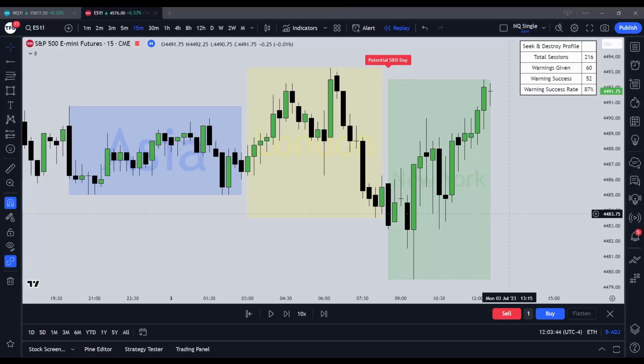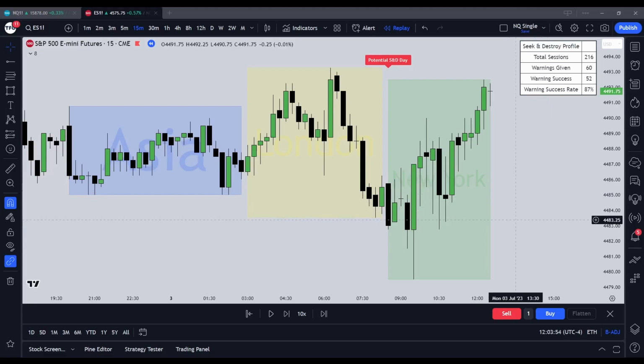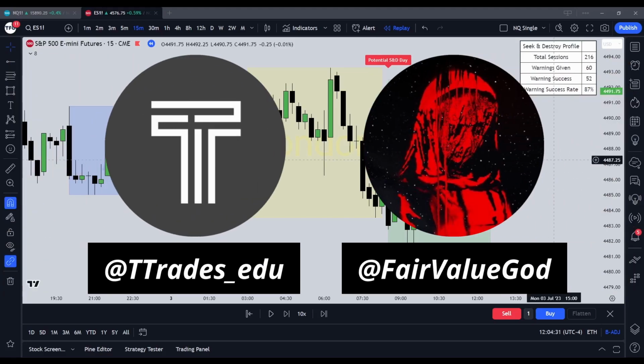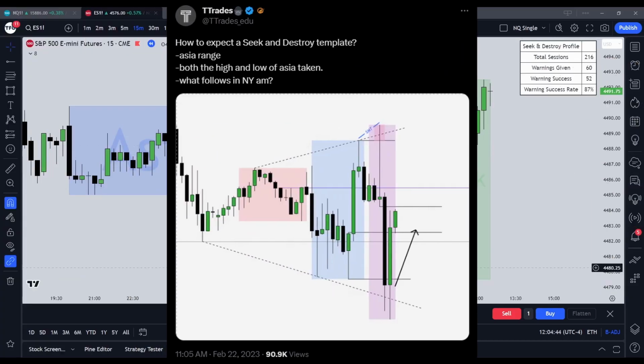Hey everyone, today I wanted to cover the ICT Seek and Destroy profile and showcase an indicator that I made for this and how it can potentially help you to avoid choppy sessions. So basically this came to my attention through people like T-Trades and Fair Value God on Twitter, people who were constantly making the observation that choppy days were often preceded by instances where the London session took both the low and the high of the Asian session.